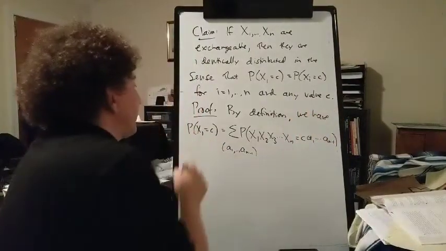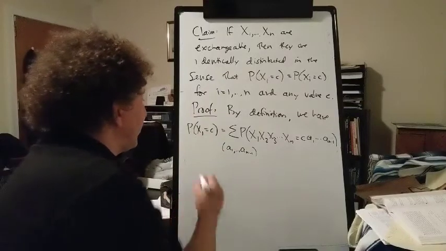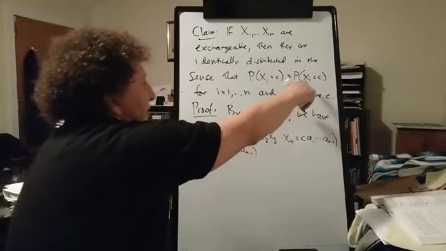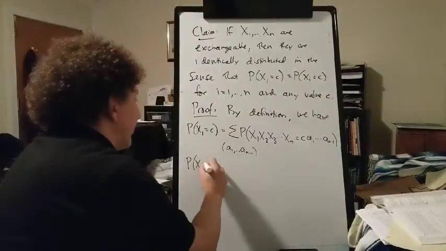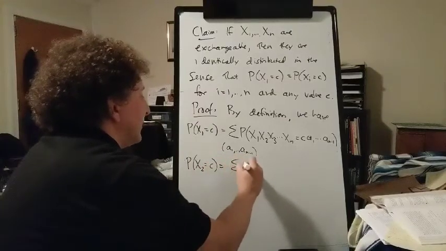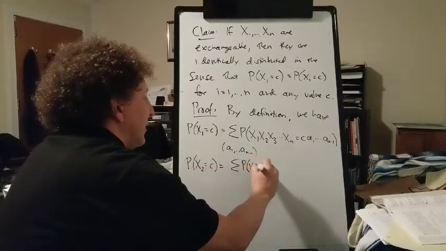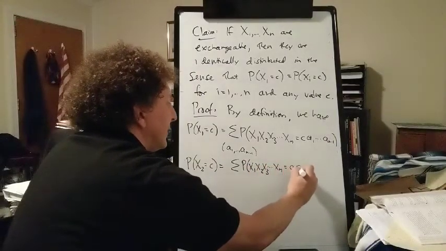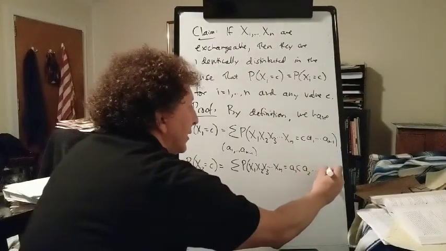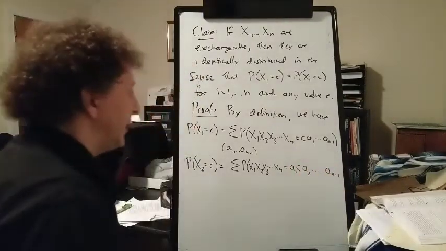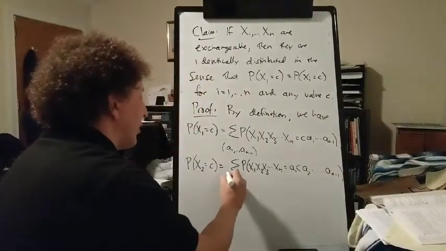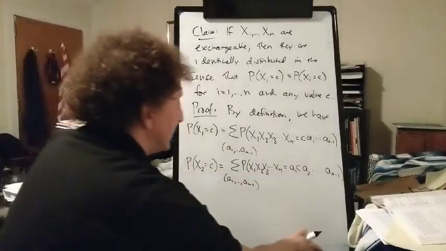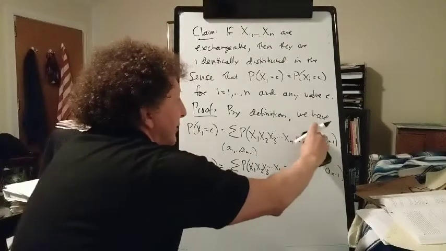So by definition, we have this expression for the probability x1 equals c. And let's look at x2. So instead of general i, we'll use the second one. The probability x2 equals c is the sum of the probabilities that x1, x2, x3, etc. up to xn equal a1, c, and a2 up to a n minus 1, summed over all possible values a1 through a n minus 1. I meant to write the a2 up here also.